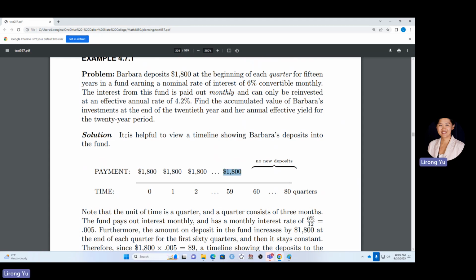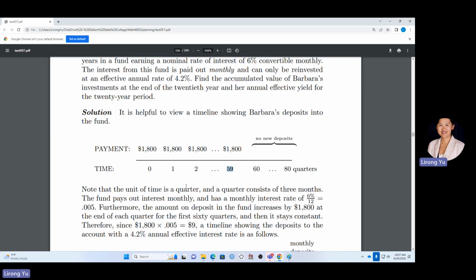Then after that, for 20 years, 20 times 4 is 80. So the time period is 80 quarters. We're marking out the timeline using the number of quarters. The time point is given by the number of quarters. At every time point, the cash flow is given. After t equal to 59, there's no more cash flow. So try to understand the cash flow, and then we can look at what's going on.